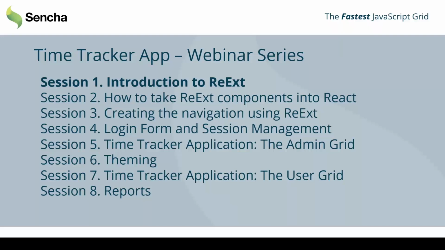On session 6, we will be looking at theming, meaning we will give the style and the design to our application. We will be using Sencha Themer for this, and we will learn how to apply it to our application. Then on session 7, we will create another grid, and this one will be the user grid. Here, users will take the tasks that were assigned to them. They will click on the start button and the tracking will start. Then they can pause or end the task and start a new one.